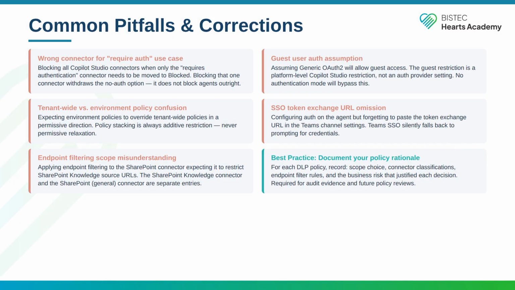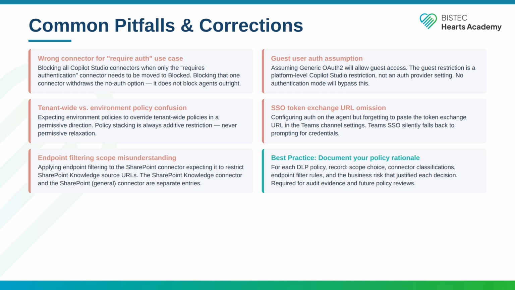5 pitfalls drawn from real support tickets and real governance failures. 2 of them have been mentioned already in this session. The repetition is deliberate. The first pitfall is choosing the wrong connector for the Require Authentication use case.